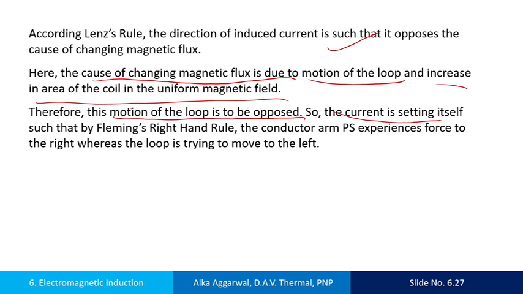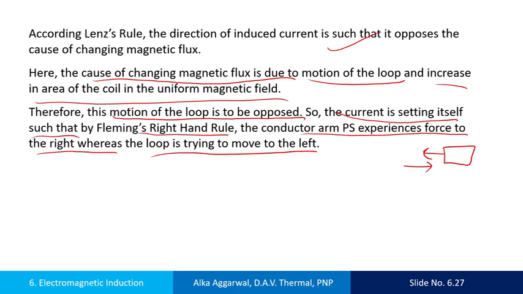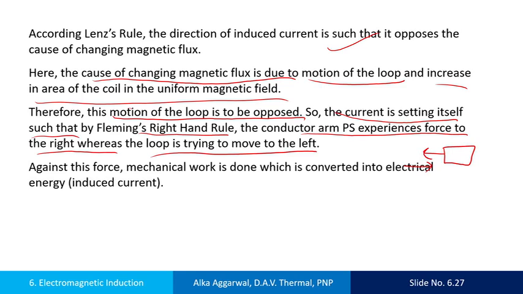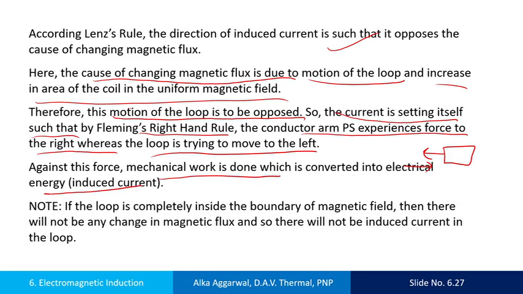So the current is set up in such a way, according to Fleming's right-hand rule, that the conductor arm experiences a force to the right-hand side, while the loop is moving towards the left. That is, the loop is moving in this direction and the force is in the opposite direction. Against this force, mechanical work is done, which is converted into electrical energy. If the loop is completely inside the boundary of the magnetic field, then there will not be any change in the flux.